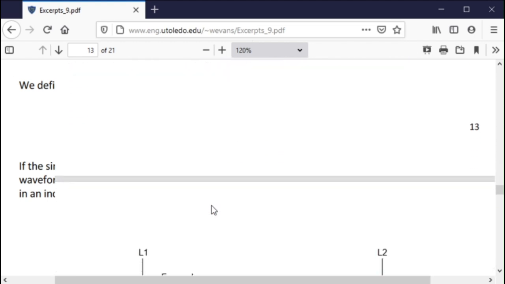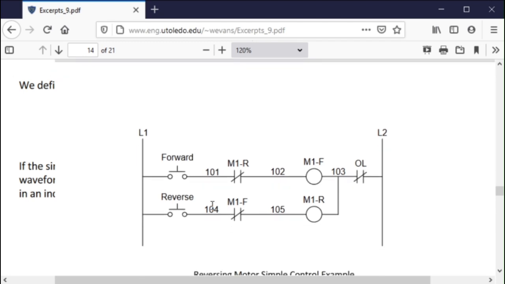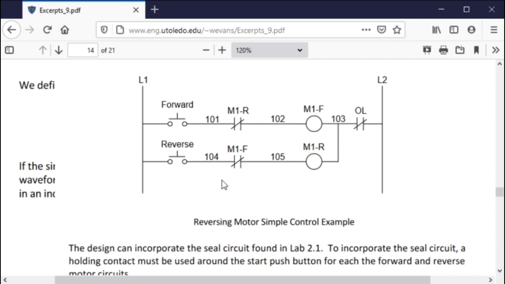Flip any two leads, and you reverse the motor direction. Okay, so here would be a simple circuit for starting a motor in the forward direction and starting it in the reverse direction. Push button starts in the forward, push button starts in the reverse.